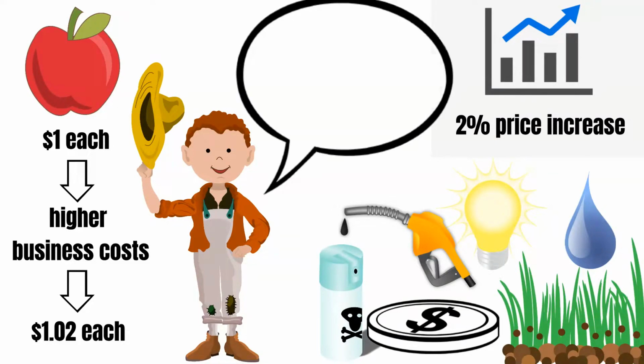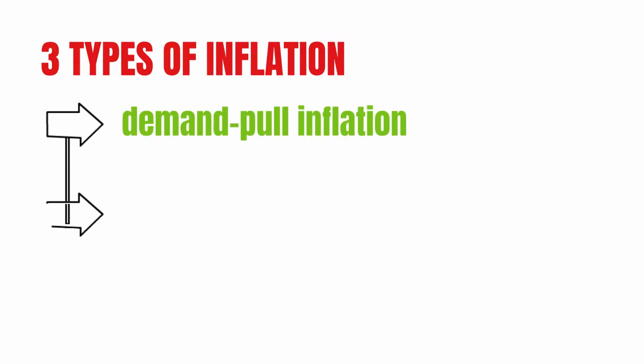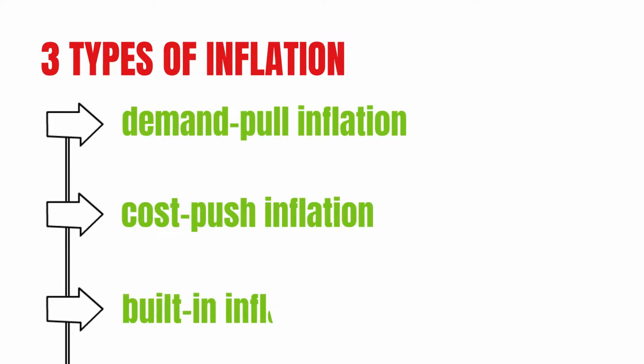The farmer could decide to keep the price of last year to have a competitive advantage, but this wouldn't be sustainable in the long term. There are three types of inflation: demand pull inflation, cost push inflation, and built-in inflation.